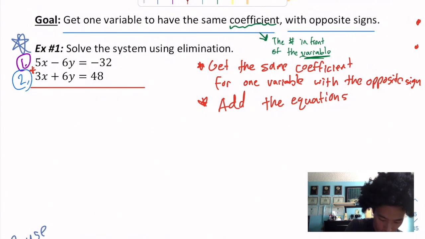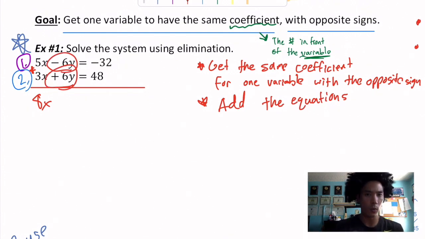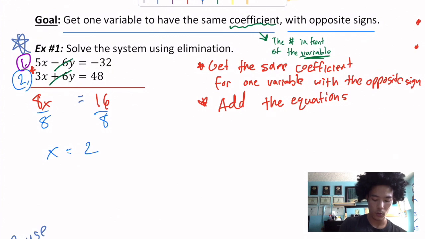You literally just add top to bottom. 5x plus 3x is 8x. By design, negative 6y plus 6y, what is that going to be? It's going to be 0. They just eliminate each other out. Eliminated. And then negative 32 plus 48 gets me 16. Divide both sides by, not 2, divide by 8. x equals 2. Just like that.